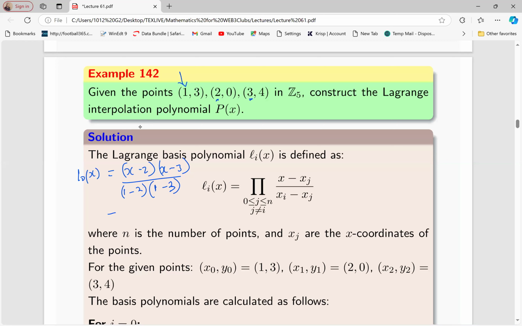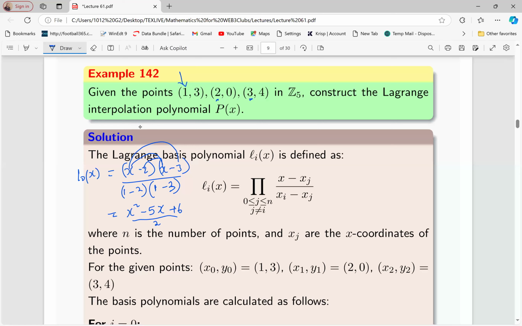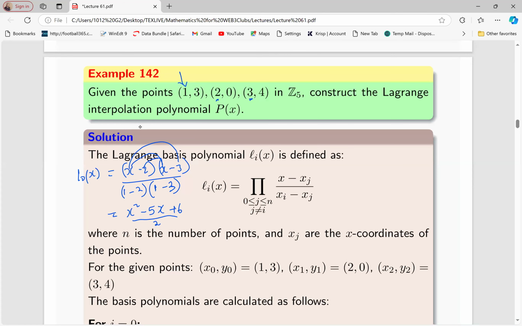The numerator becomes x squared, negative 3x, and negative 2x, which gives negative 5x. Then negative 2 by negative 3 will be positive 6. The denominator is negative 1 multiplied by negative 2, which is 2.